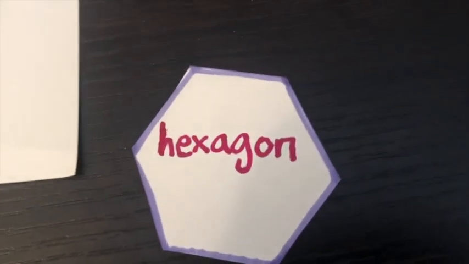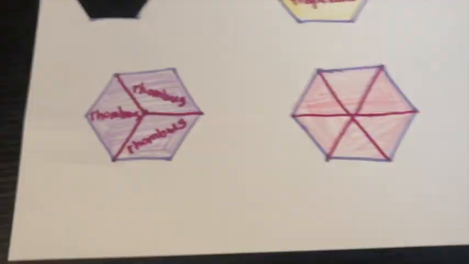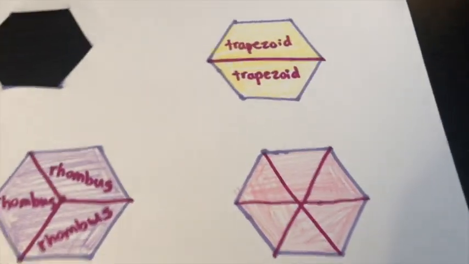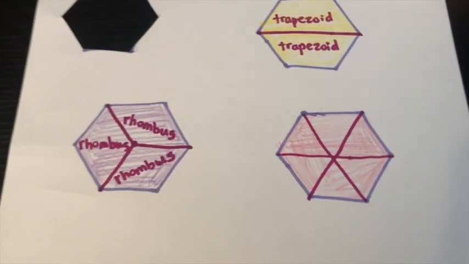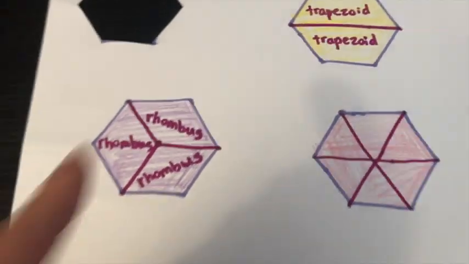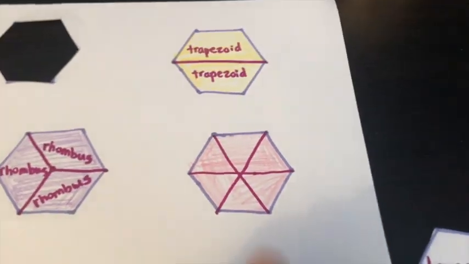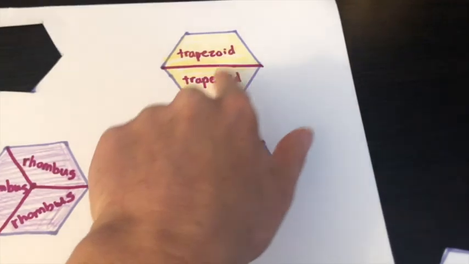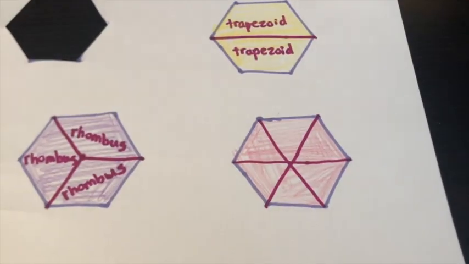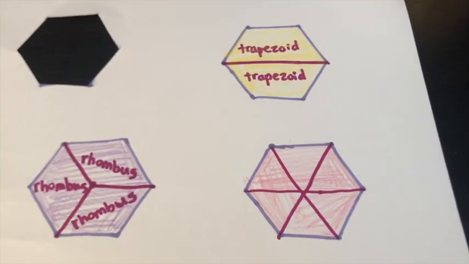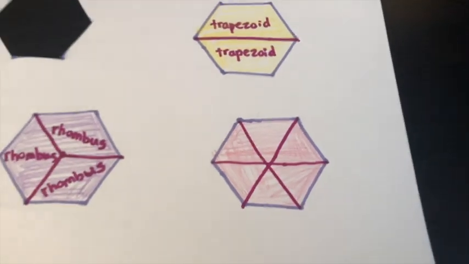All right, once you label your hexagon, now you can cut out all of your shapes and you can practice putting them over the hexagon like I did. Be creative. You can use a mixture of rhombuses and triangles, a mixture of trapezoids and triangles, or you can try to use a mixture of all of them. Be creative. Send me pictures of what you decide to make. I'd love to see it.